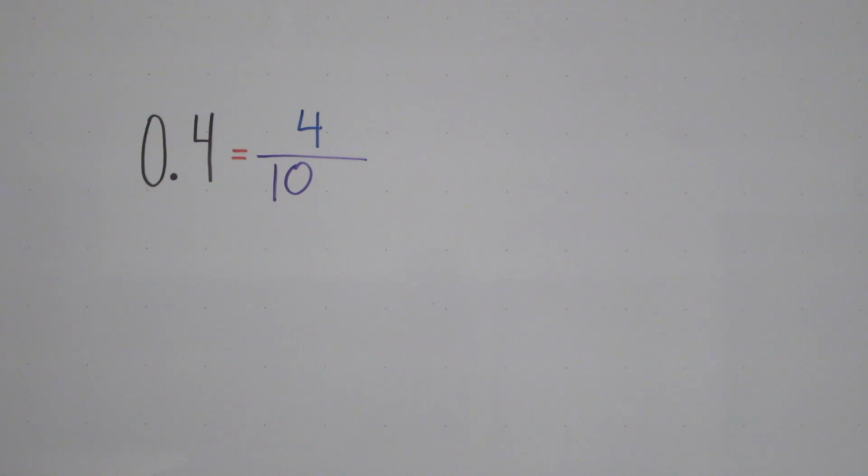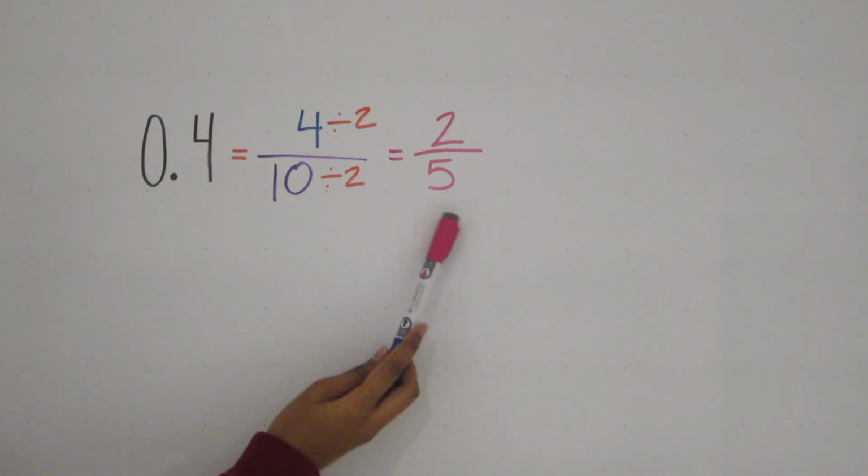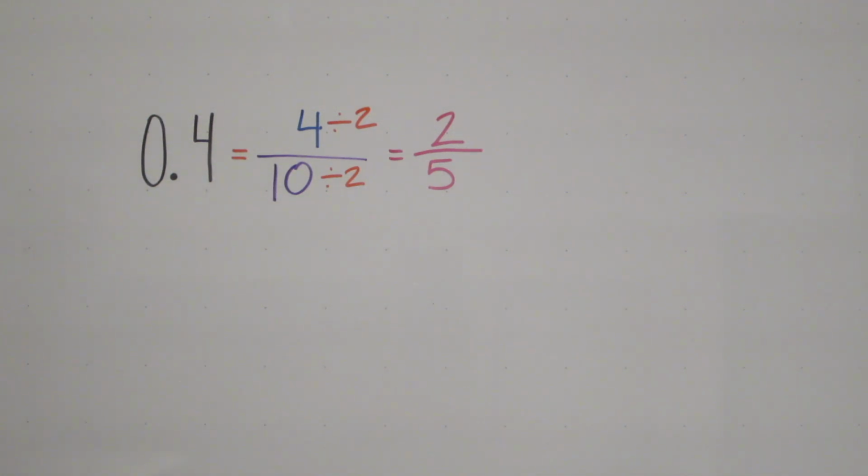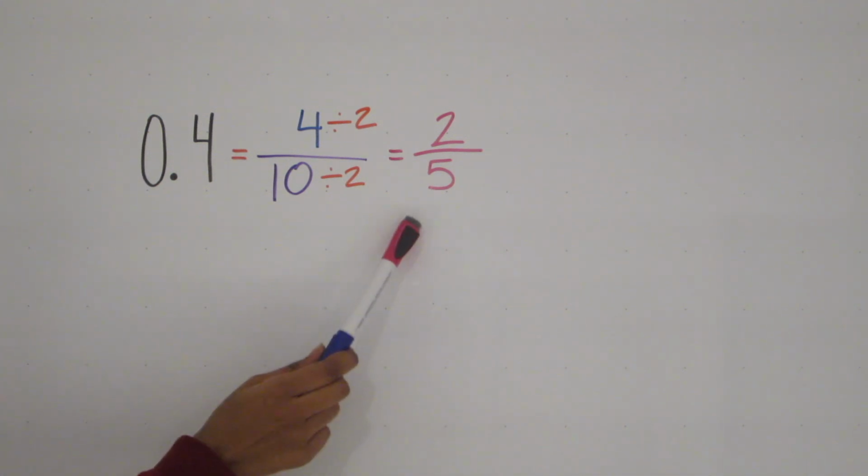But this is not in lowest form. So let's write it in the lowest form. What's a number that can be divided by both 4 and 10? So that means that my answer is 2 over 5. So now I've reduced 4 over 10 to 2 over 5. Can we reduce this further? No, we can't, because there's no whole number that can be divided by both 2 and 5. So that means that my final reduced answer is 2 over 5.